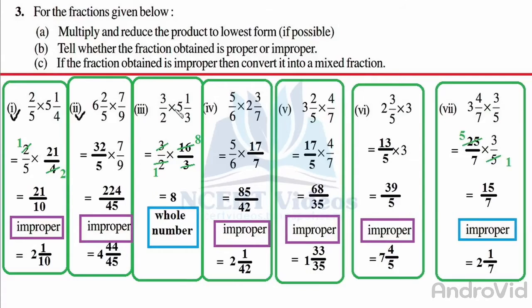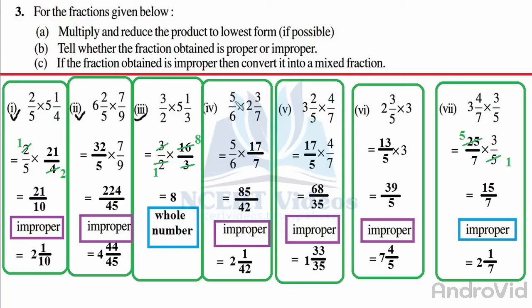Now third, 3 by 2 as it is, 5 3s are 15 and 1 is 16 over 3, cutting opportunity. 1 2s are 2, 8 2s are 16, 3 goes away. Now 8 ones are 8 over 3. So this is a whole number, a complete number, not a fraction at all. That was your third.